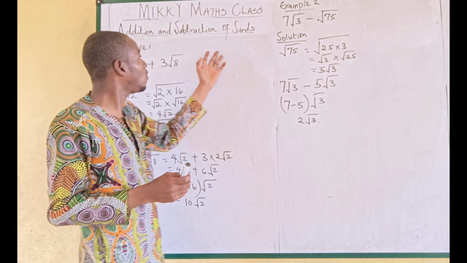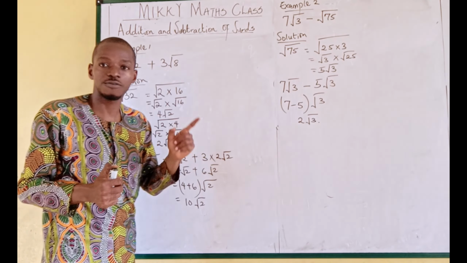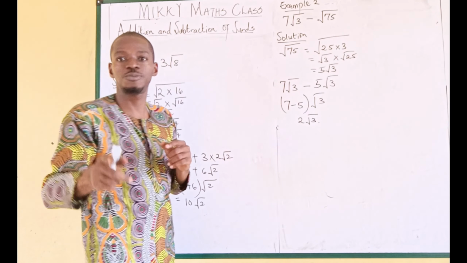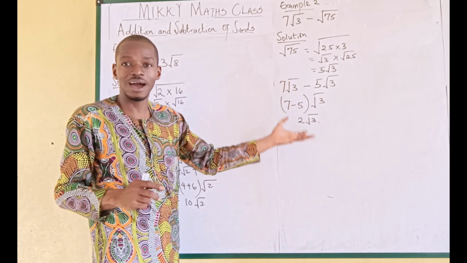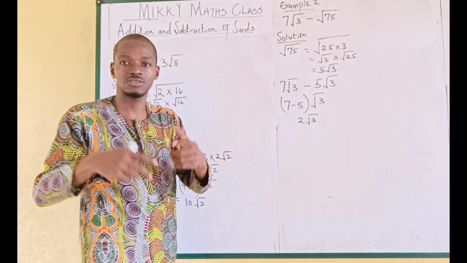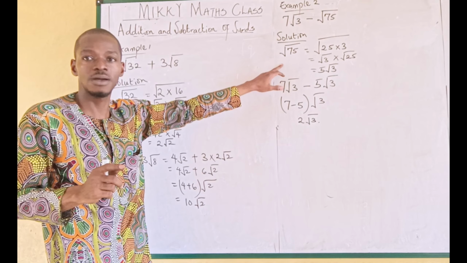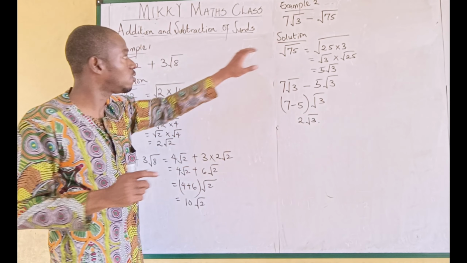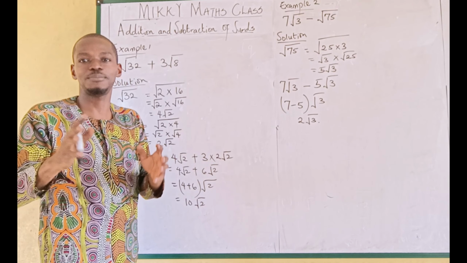Okay, that's all about addition and subtraction of surds. Take note, they must be similar surds before you add them. I cannot add or subtract surds that are not similar surds. And if they are not in their basic form, before I carry out addition or subtraction, I must make sure they are in their basic form.